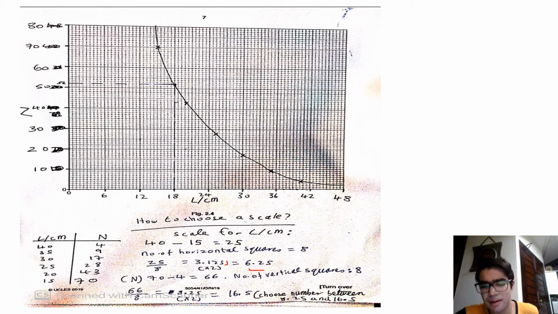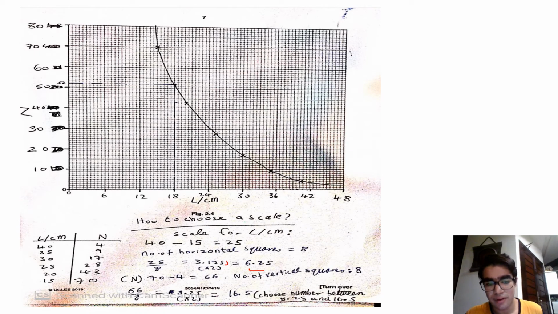You have to choose the most sensible, the easiest to do. Probably for some people, 5 will be easier to scale. 0, 5, 10, 15. Yeah, it probably will be easier. I didn't notice it before. But you choose a value between 3.125 and 6.25. It could be 5, it could be 6, and then you increase it by that number each time.